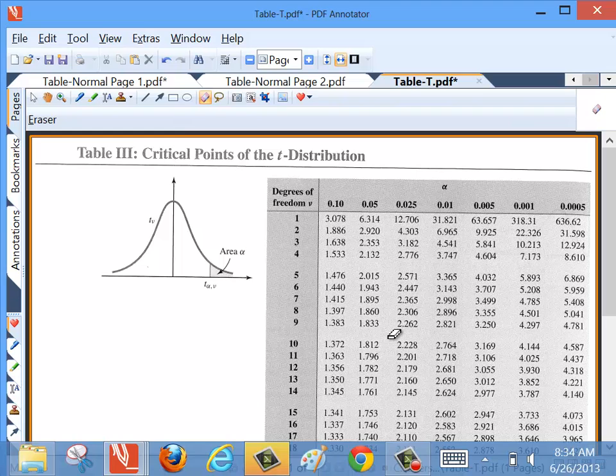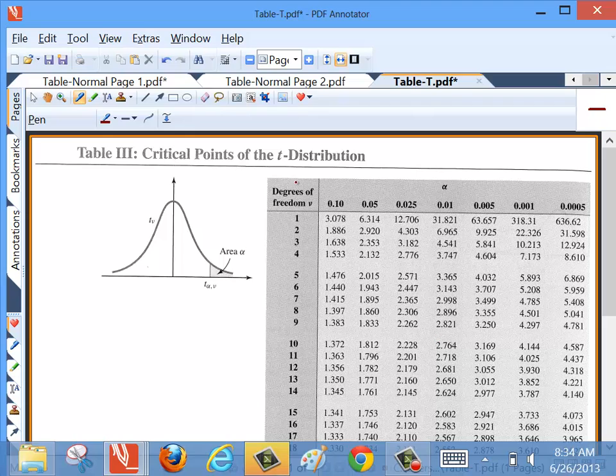Okay, this is very different than the normal table. Not only is the area going to be in the right tail instead of your left tail, but we're used to our probabilities being in the middle, right? Now that doesn't work for the t-distribution because it has so many different degrees of freedom, so they changed the format of the table.